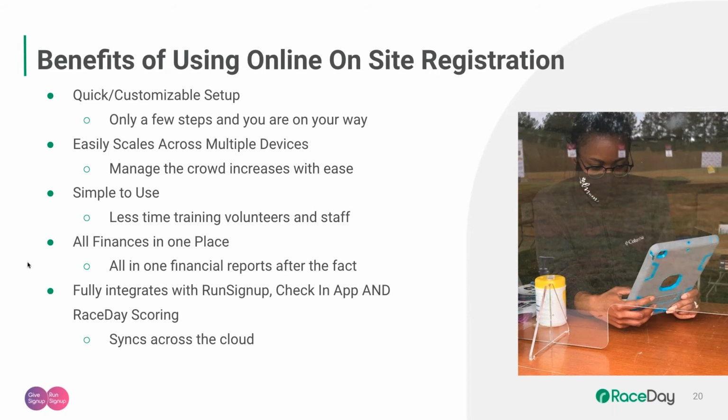So they're going to have the exact same experience, and your staff are not going to have to do anything special in order to get them in and know what their t-shirt size is, or if you're dynamically assigning bibs, they're there and ready to go in the app. And then if your timer's using RaceDay scoring, that auto populates into RaceDay scoring. So again, all of this syncs through the cloud, and it just makes for a very, very fluid RaceDay experience.